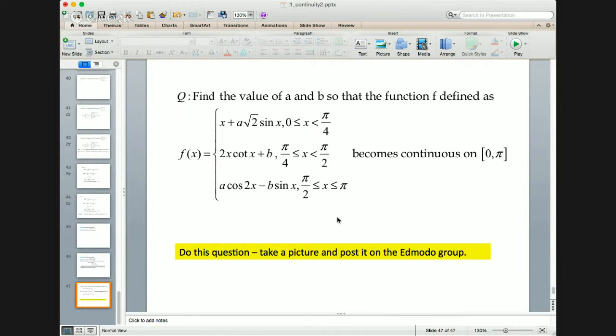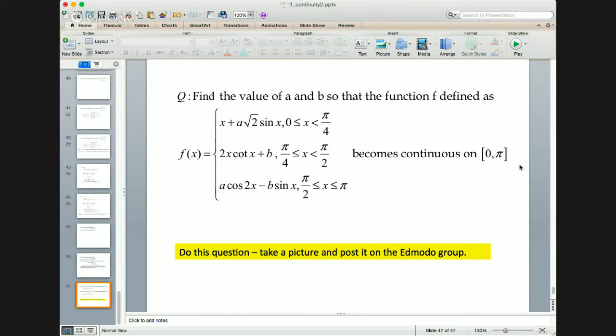So here's one more question, and here the question is to find values of a and b so that the function f, defined as 0 for 0 less than or equal to x less than pi by 4, is defined as x plus a root 2 sine x between pi by 4 and pi by 2, is defined as 2x cot x plus b, and when x is greater than or equal to pi by 2 and less than or equal to pi, is defined as a cos 2x minus b sine x. It looks quite complex, but you can see that the domain of this function is actually 0 to pi.